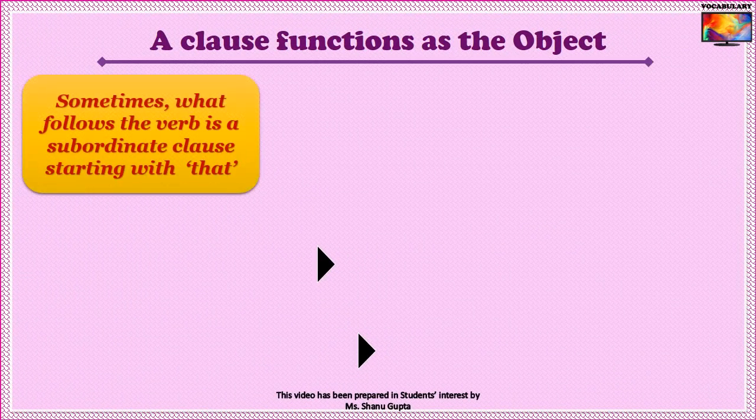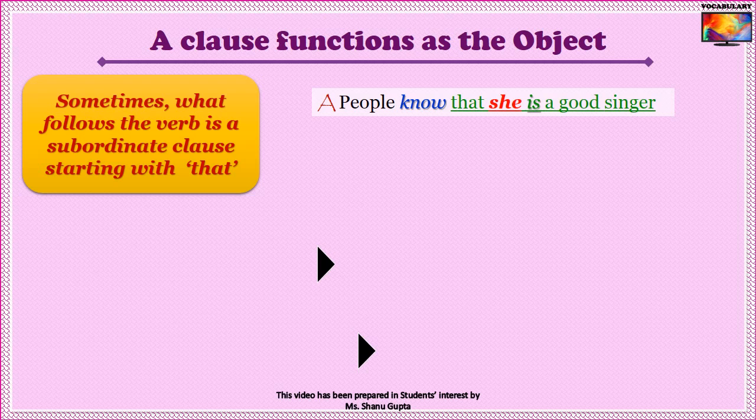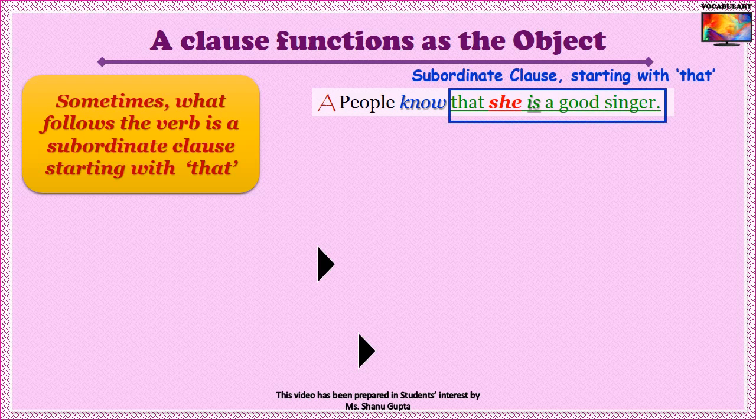Sometimes, what follows the verb is a subordinate clause starting with that. Take for example the following sentence. People know that she is a good singer. Here, if you ask the question, people know what? The answer would be the complete subordinate clause that she is a good singer.